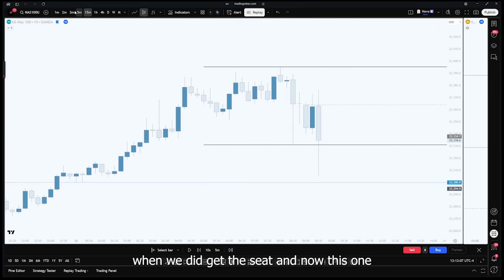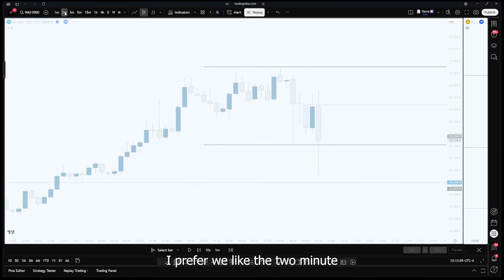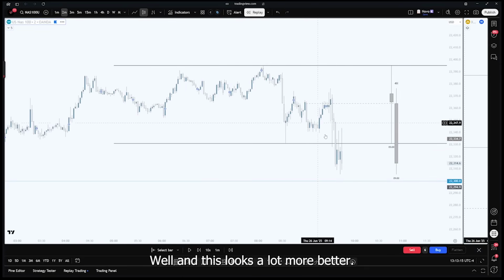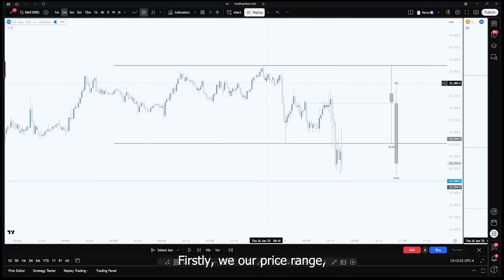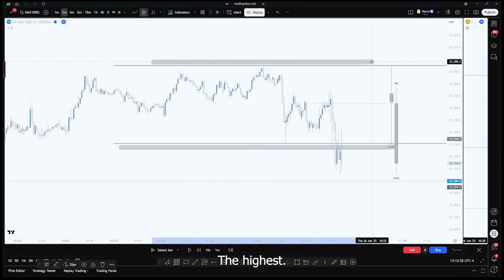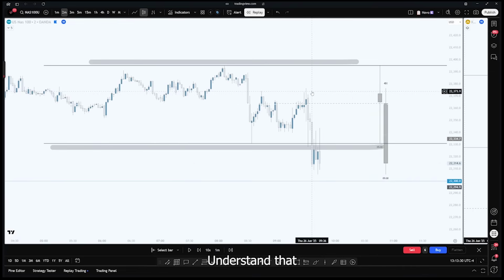Okay. Now at this point, we're going to go to a lower time frame, preferably like the 2 minute time frame. Oh, and this looks a lot better. What are we saying? We are looking at our common way that a bullish candle is formed. Firstly, we do have our prior range, which has liquidity on the highs and lows. We just take out liquidity at the lows right now. And where's the next point? The highs. Okay, perfect. We understand that.